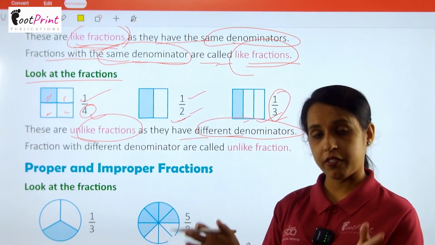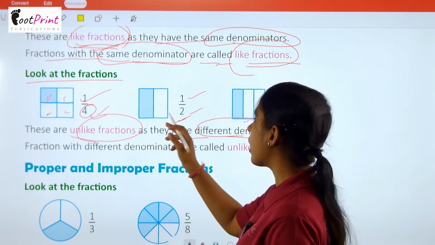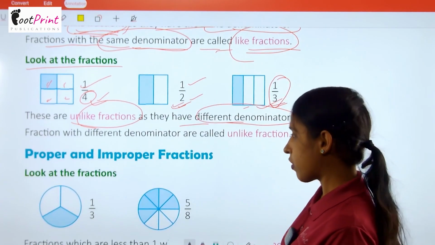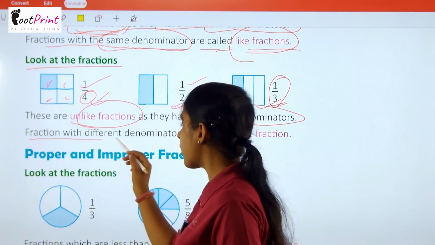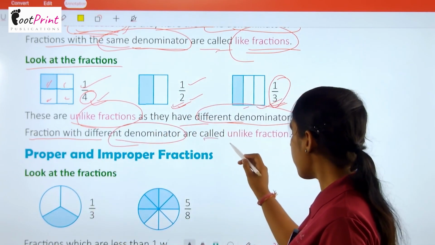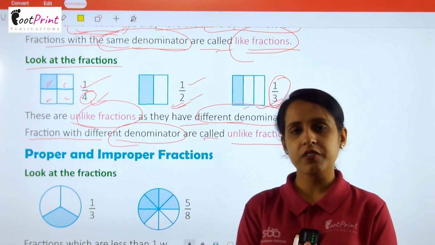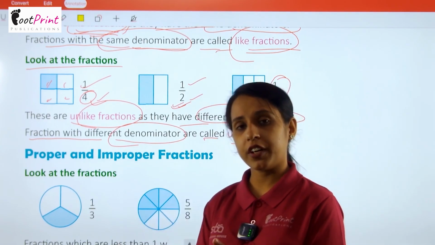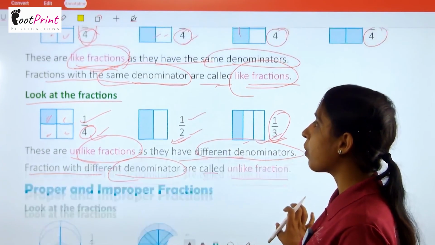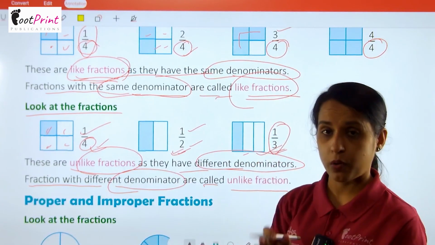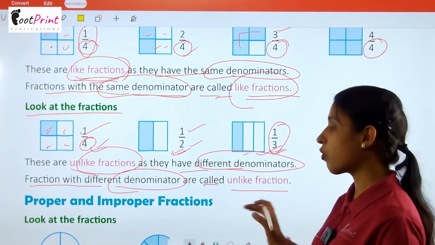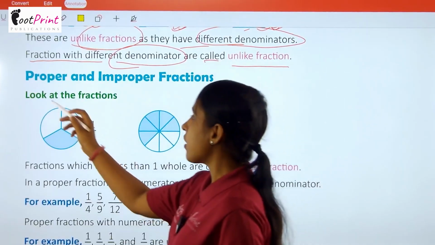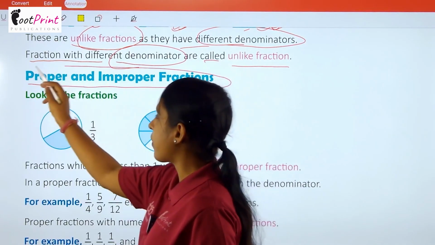क्योंकि इनके different denominator है, अलग अलग है. यहाँ पर 4 है, यहाँ 2 है, यहाँ 3 है. It means ये क्या होंगे, unlike fractions होंगे. So we can say that fraction with different denominator are called unlike fractions. So fraction with same denominator are like fractions and fraction with different denominator are unlike fraction. कि अगर denominator same होगा तो वो हमारे होंगे like fraction, अगर denominator अलग अलग होगा तो वो हमारे होंगे unlike fractions. Now we will learn what is proper and improper fractions.